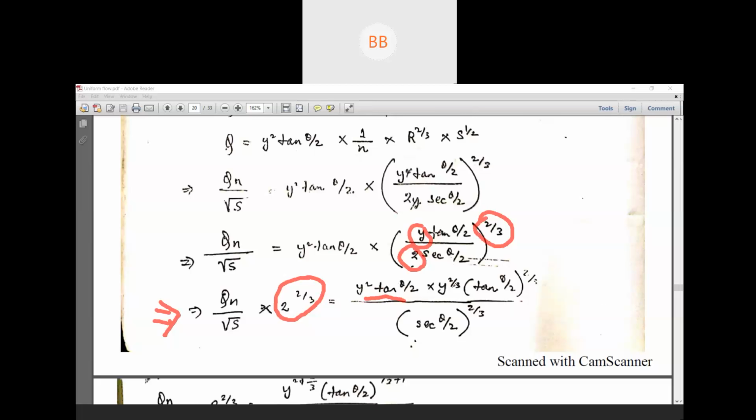So that is why y to the power 2 by 3 and then tan theta by 2 to the power 2 by 3, divided by this 2, which we already brought out in the left hand side, so it will be left out sec theta by 2 to the power 2 by 3.